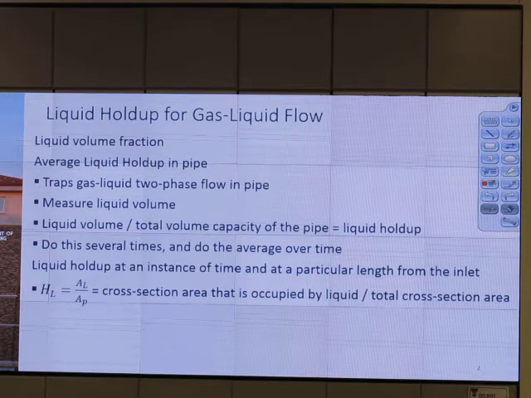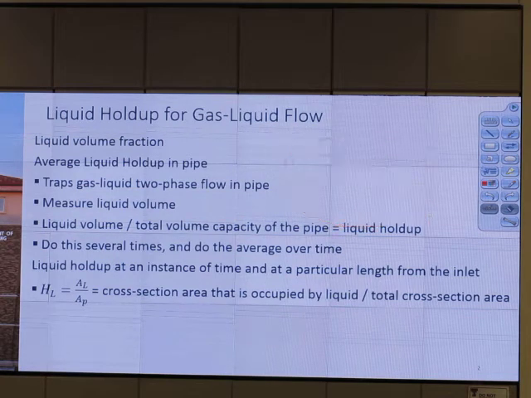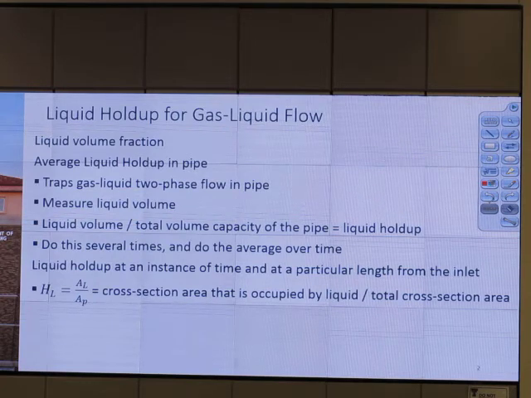How do we get it? We may have stratified flow, close the valve, and open the valve somewhere else, trapping the liquid inside. Once we trap it, we drain all this liquid out and measure the amount of liquid, then we know the liquid hold up. So close both valves at the end to trap liquid inside, then we can get liquid hold up, right? Measure liquid volume. The total liquid volume divided by the total volume capacity of the pipe is liquid hold up.